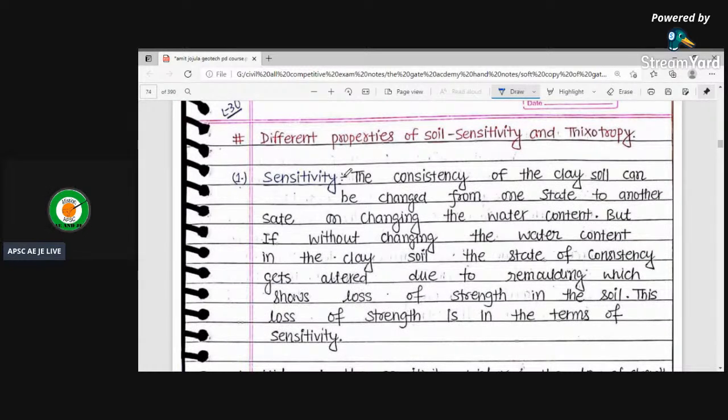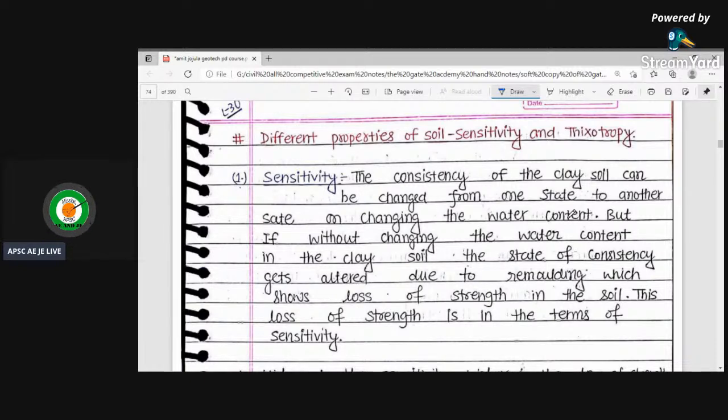Sensitivity কি হয় আচলতে? Sensitivity is nothing but the consistency of the clay soil can be changed from one state to another state on changing the water content. So আমি যদি water content টো চেঞ্জ কৰি দিওঁ, তেতিয়াহ'লে কি হ'ব? Soilটো কেতিয়াবা semi liquidৰ পৰা plastic stage-ত যাব পাৰে, plastic stage-ৰ পৰা liquid stage-ত যাব পাৰে, depending upon the water content. But if without changing the water content in the clay soil, the state of consistency get altered.